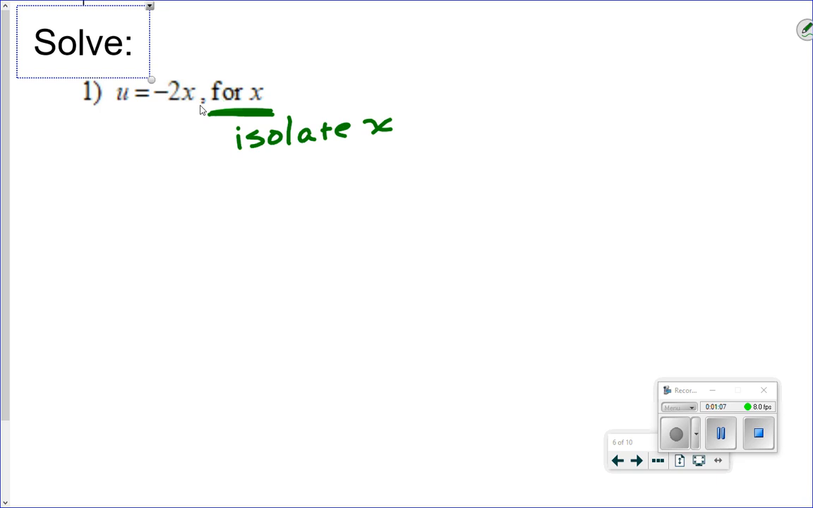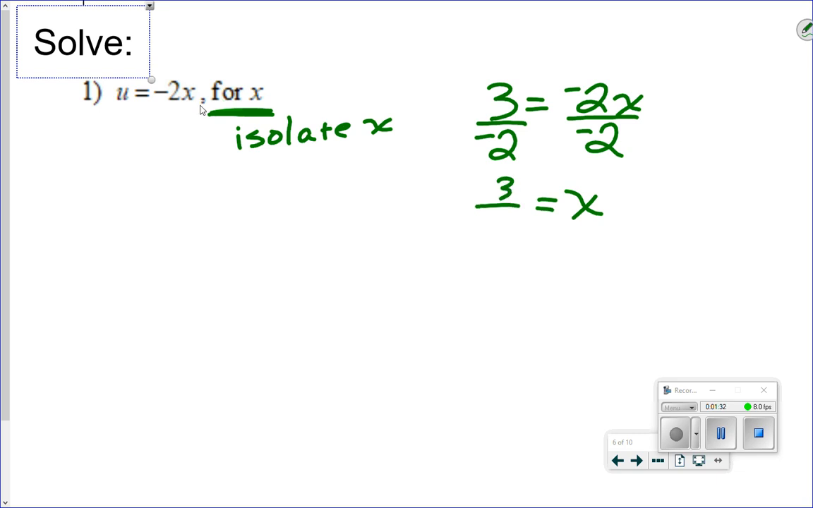So to explain what we're doing here, I'm going to compare this equation with an equation that you're probably more used to solving, like 3 equals negative 2x. If you were going to be solving for x, you would need to get rid of this negative 2 by dividing, since dividing is the opposite of multiplication, and we'll divide both sides by negative 2. And you would say your answer is 3 over negative 2, or negative 3 halves.